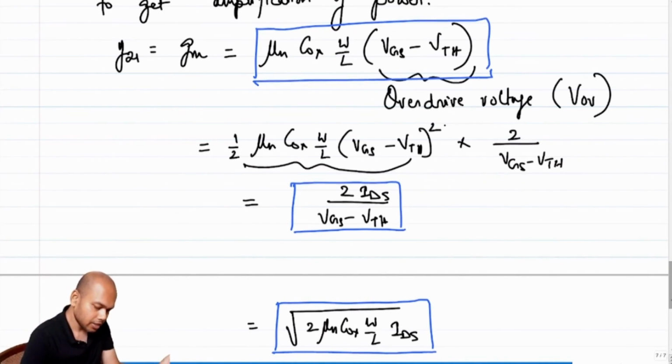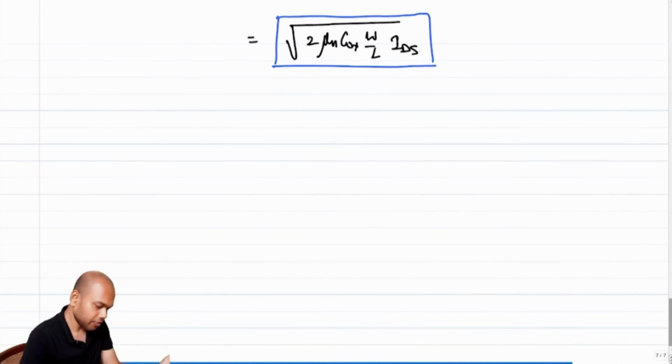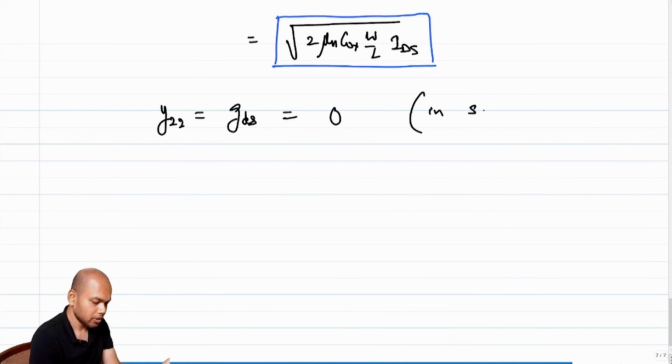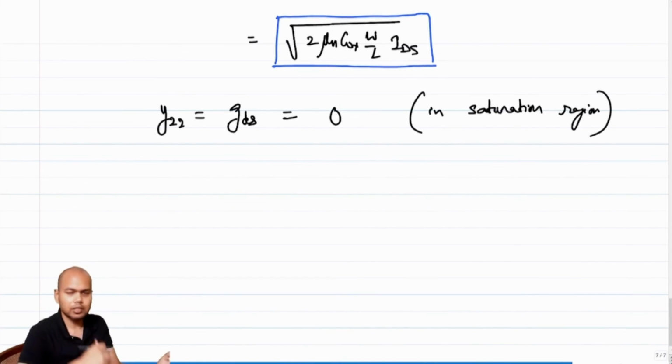Okay. So the final jargon for today's lecture is Y22. We call Y22 as GDS, right? And GDS is equal to 0 in the saturation region, which is great for us, right?